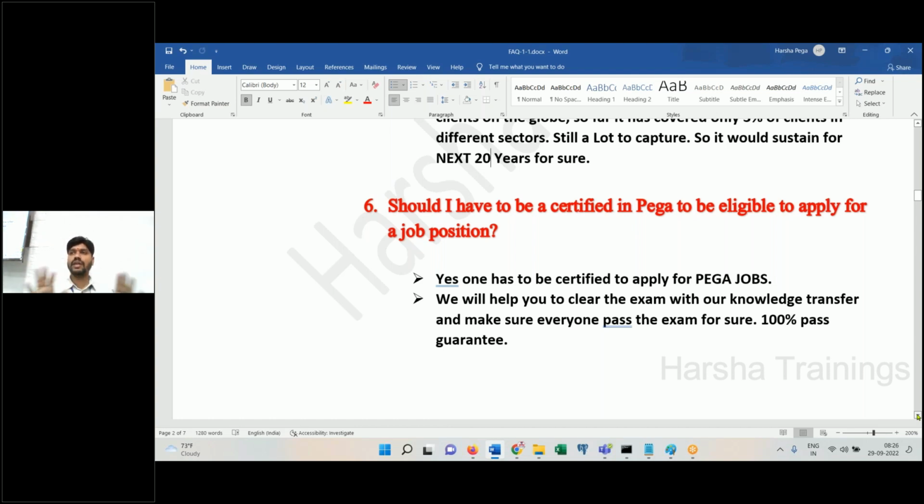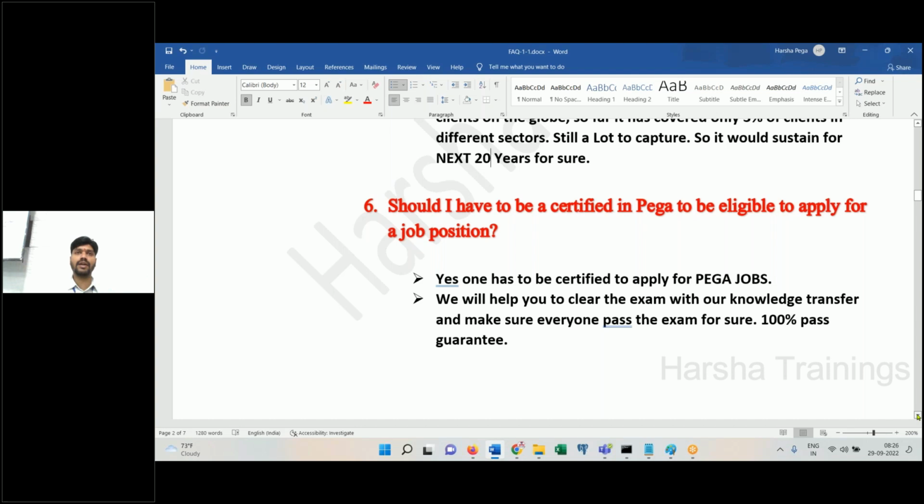It is not at all difficult. Leave the certification burden out of your mind. You give it to me, onto my shoulders. I'll make sure no one is going to fail in the exam. Okay. So we told you about training fees, and certification fees are different.